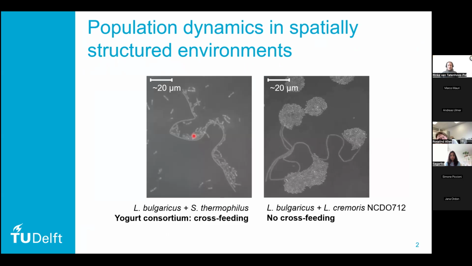To start, why are we actually interested in spatially structured environments at all? If we look at how organisms grow, here we see a microscope picture of the yogurt consortium, Lactobacillus bulgaricus and Streptococcus thermophilus. These strains have a cross-feeding interaction. When they are grown together, the thermophilus only grow well when they are close to these very long bulgaricus.